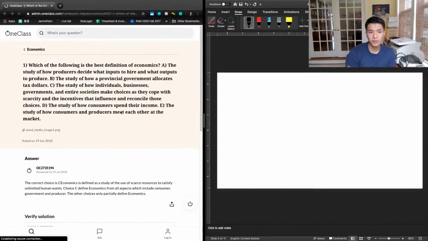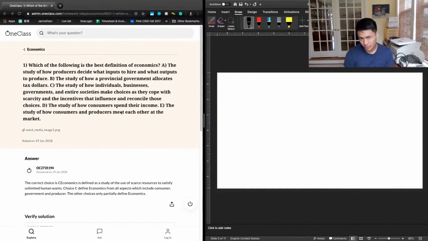Next question says, which of the following is the best definition of economics? A says, the study of how producers decide what inputs to hire and what outputs to produce. B says, the study of how a provincial government allocates tax dollars. C says, the study of how individuals, businesses, governments, and entire societies make choices as they cope with scarcity and the incentives that influence and reconcile those choices. D says, the study of how consumers spend their income. And E says, the study of how consumers and producers meet each other at the market.